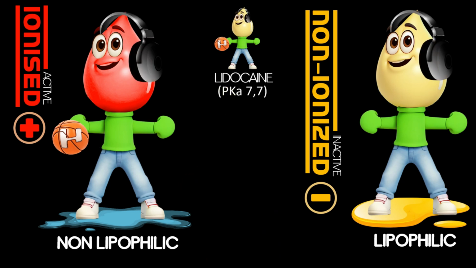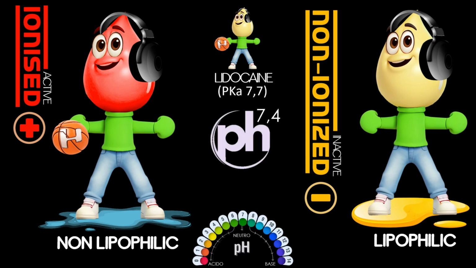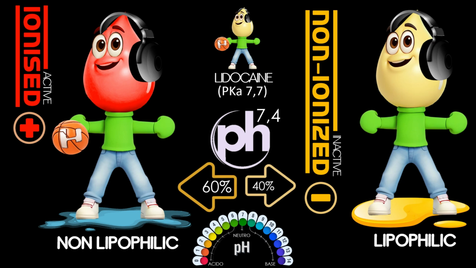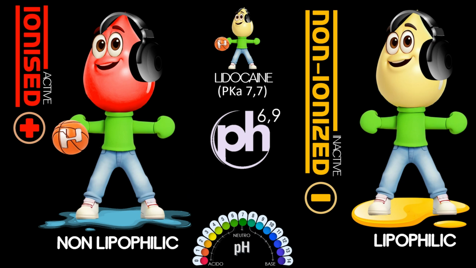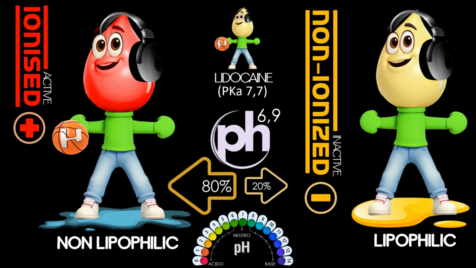When using lidocaine, which has a pKa of 7.7 at a physiological pH of 7.4, it is important to consider that the anesthetic will be predominantly in ionic form, the non-lipophilic form. In the event the pharmaceutical compound is administered by injection into an acidic medium with a pH of 6.9, there will be an increase in the predominance of the compound in ionized form. This increase will be progressive, resulting in a reduction of the latency and effectiveness of the compound.